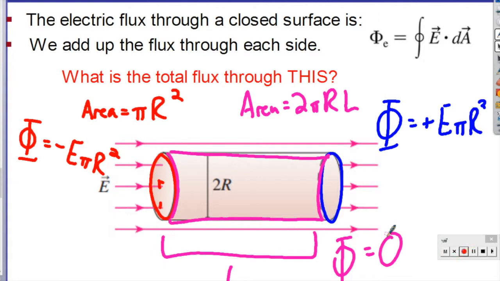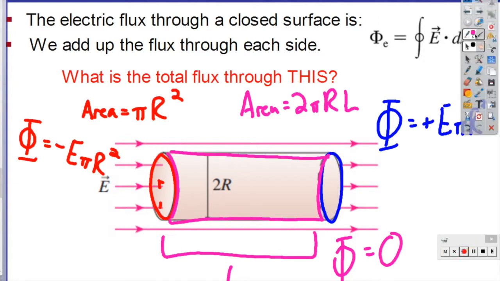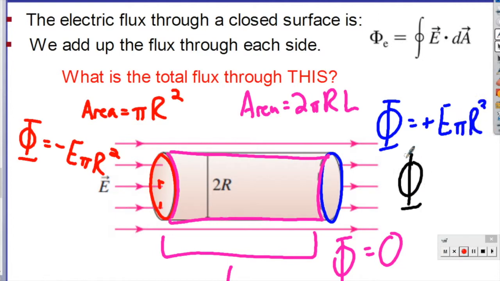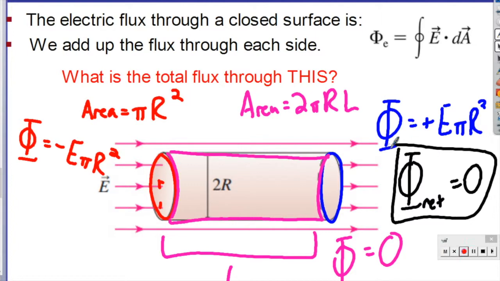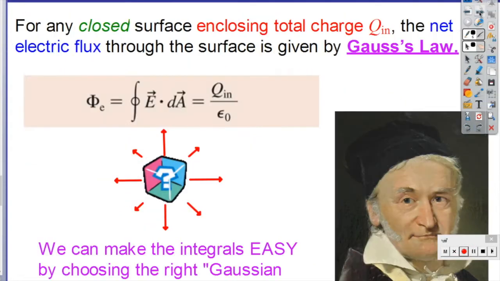So we have negative E pi r squared coming in, positive E pi r squared coming out, and zero on the wrapper. So our net flux is still zero. And again, a really good way to think about that is, look, every single electric field line that enters leaves. So our net flux is zero.